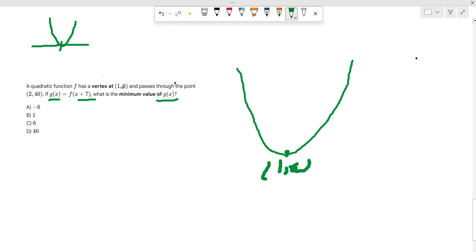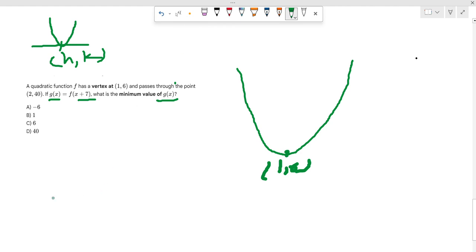And if you are asked only for g(x), then it is the y value. And if you are asked what is the value of x when the function is minimum, then it is referring to the value of x, or h, right? Because the vertex is denoted by (h, k). So the question is f(x) plus 7.